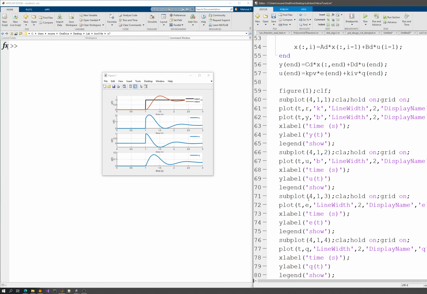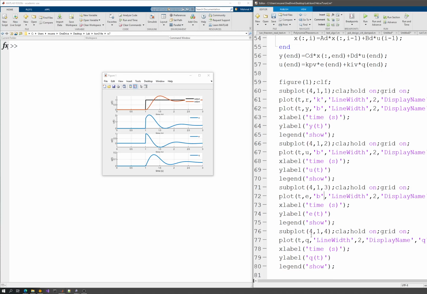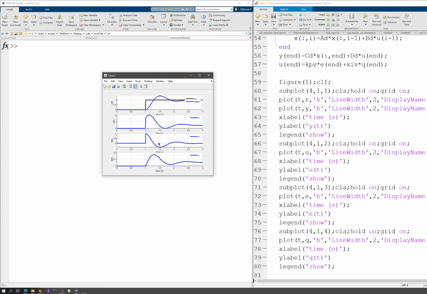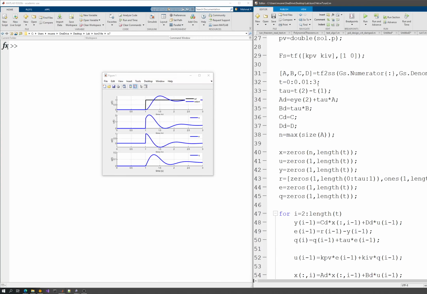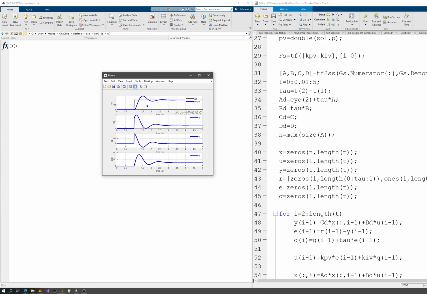So if I pass that, it should be with the same blue color. I have the reference, the output. So if I have this, I might want to increase my time to 5. Let's say 5 is a good idea. Everything settles down. Now I can see the effect.